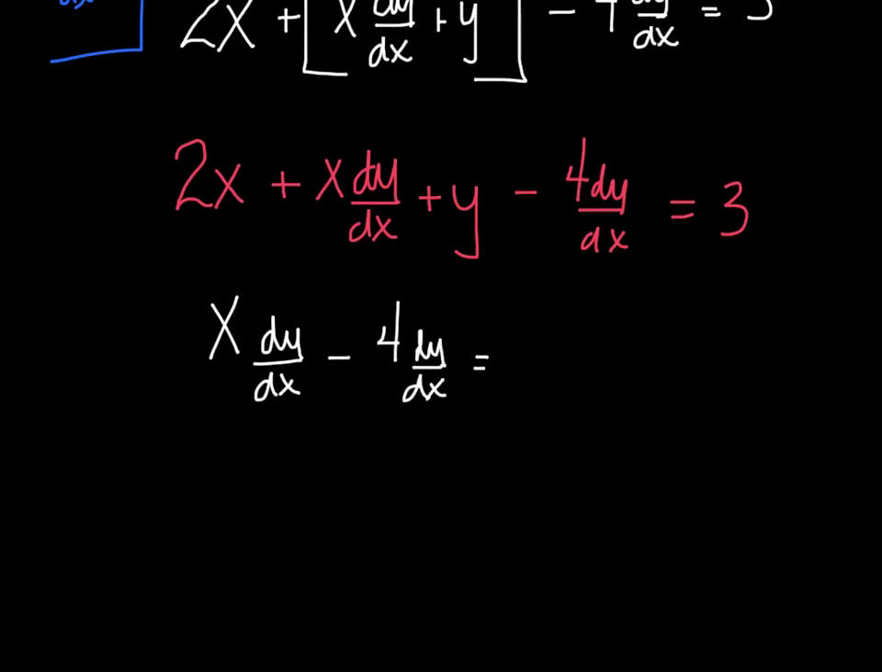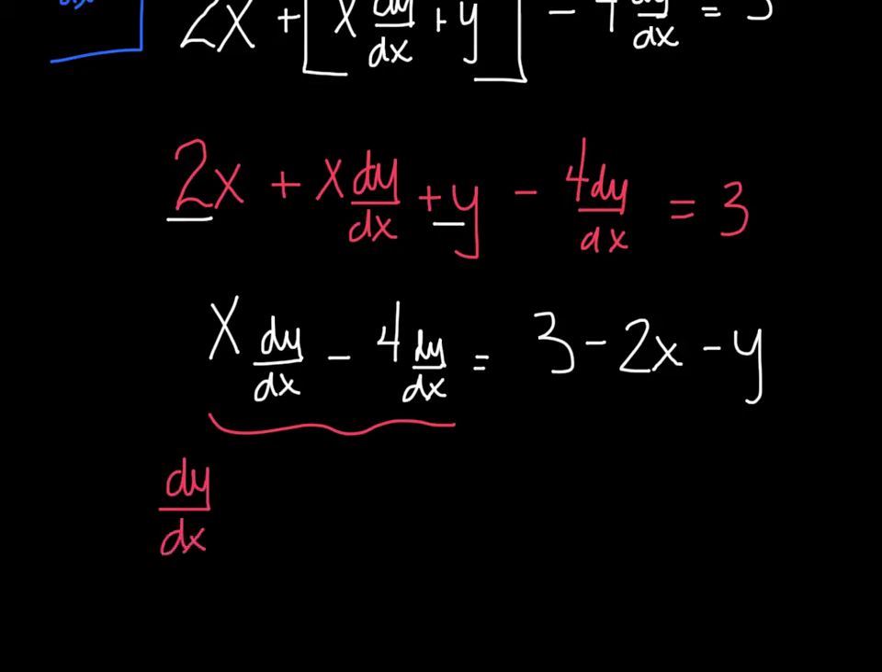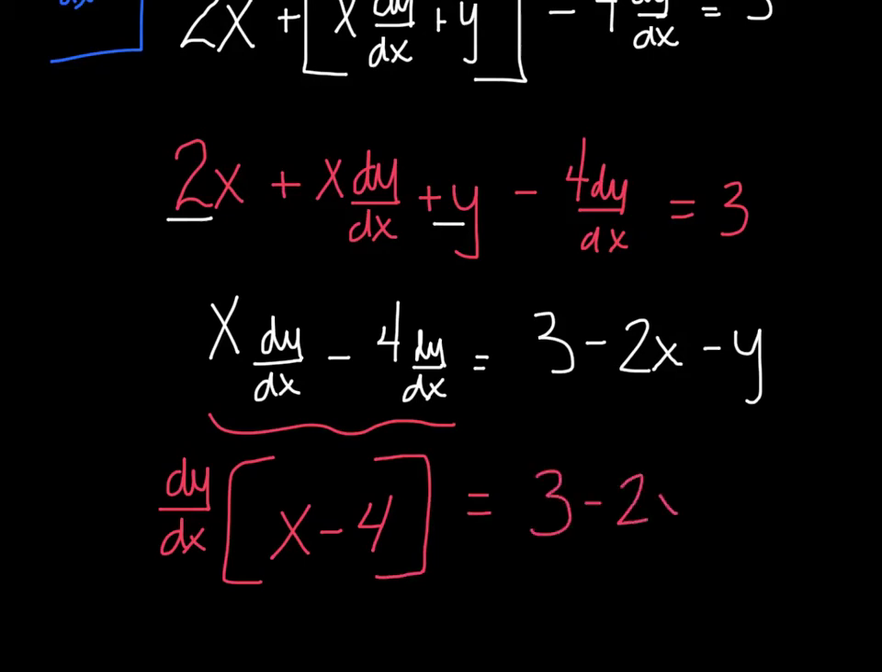Okay, now obviously I'm doing a little bit of this in my head. I'm subtracting the 2x over and I'm subtracting the y over. So I'm saying minus 2x and minus y. Then I'm going to factor out my dy dx. And I'm left with x minus 4 equals 3 minus 2x minus y.